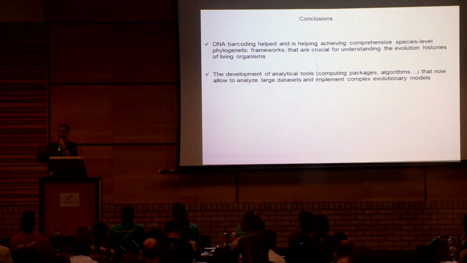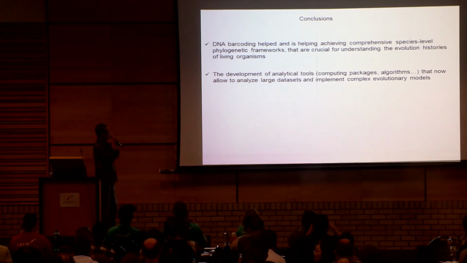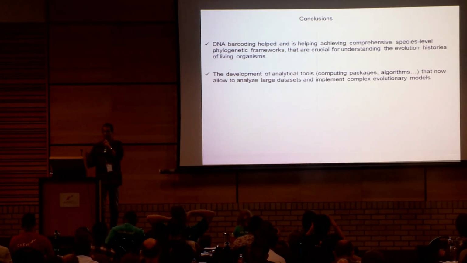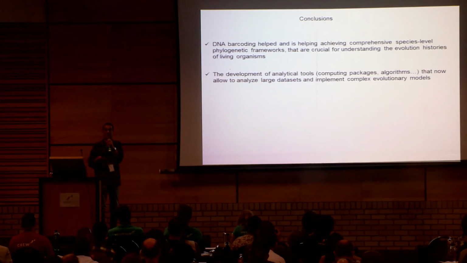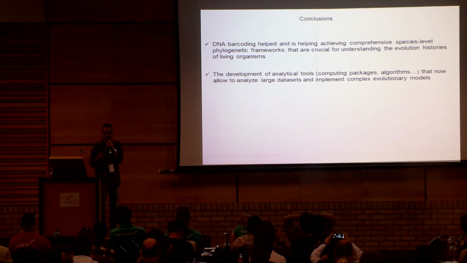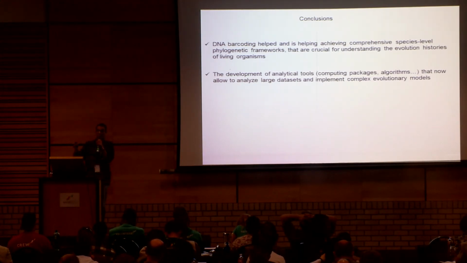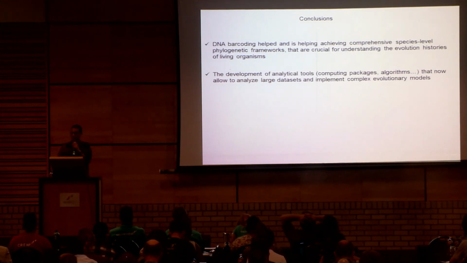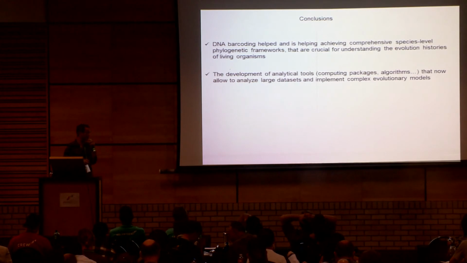Take-home messages. As I was saying earlier, DNA barcoding helped and is helping achieve these comprehensive species-level phylogenies. And as phylogeneticists, we should aim for 100% species sampling. Then there is the development of analytical tools. The bioinformaticians are doing a great job developing new models, incorporating complexity into the models. So we are both becoming statistically powerful.